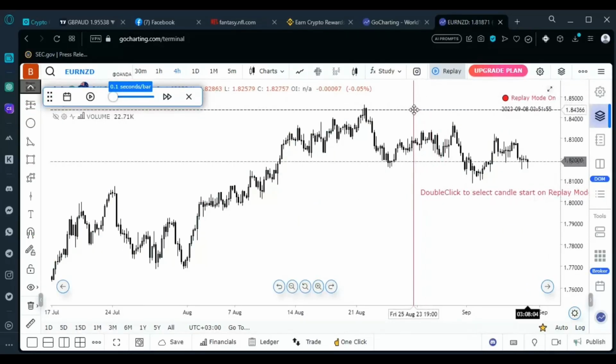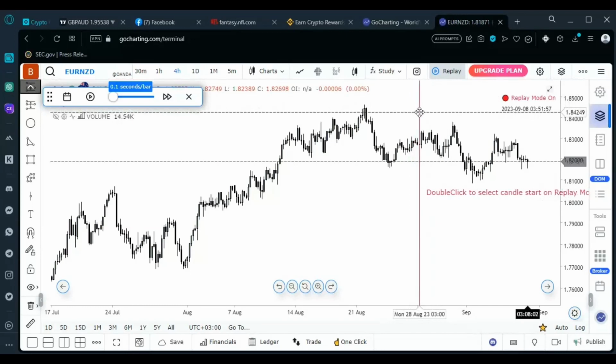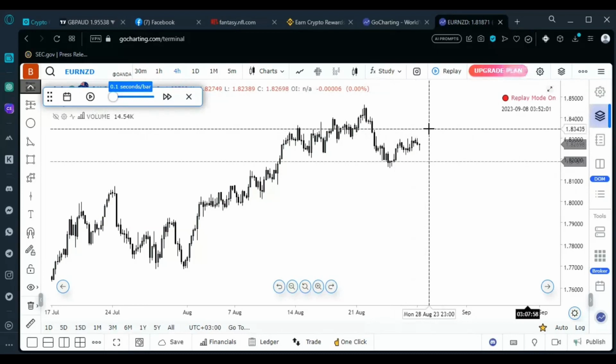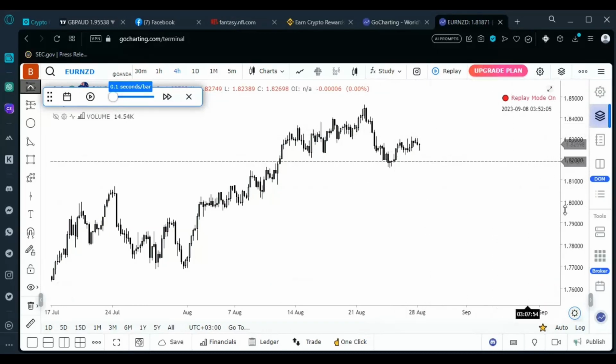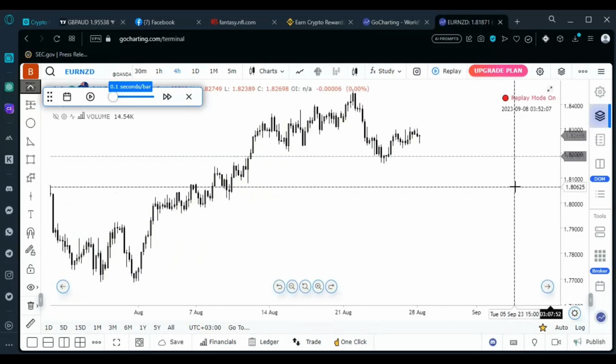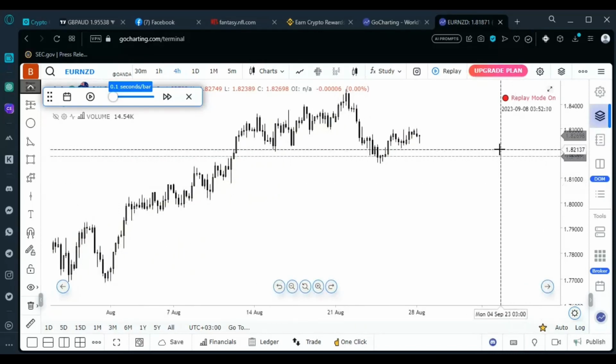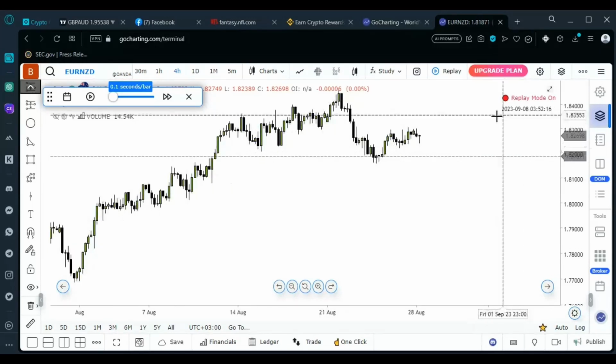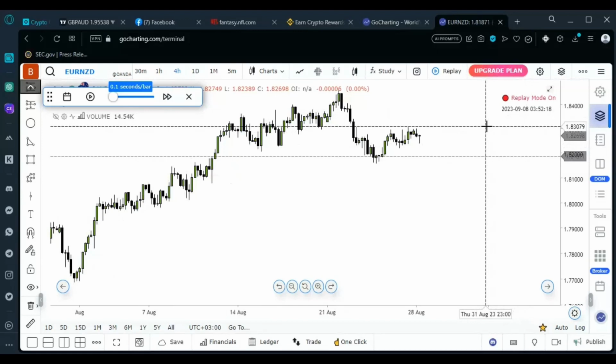So I'm going to go back all the way to about 28th. I did my analysis on the 4 hour time frame, though I did take my entry on a 1 hour time frame. There's a trade I took in the Asian session, very early on Thursday morning, because it's when I got my alert that price had reached the zone I wanted it to reach.